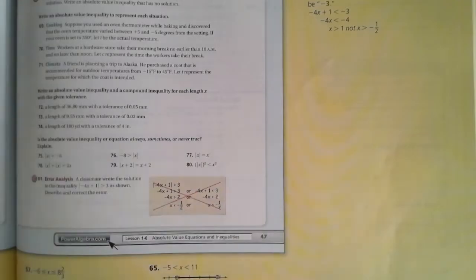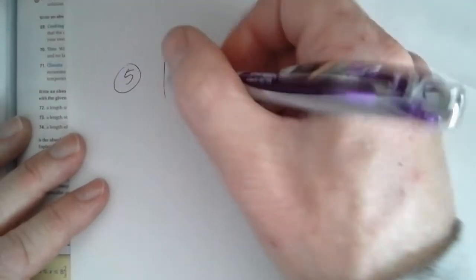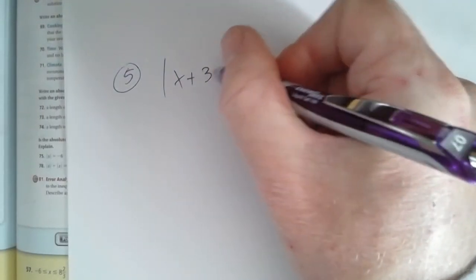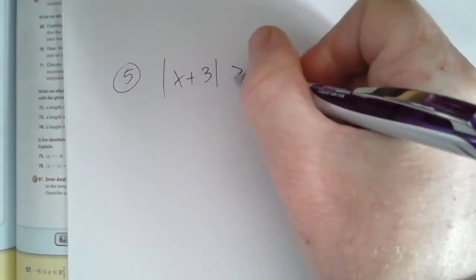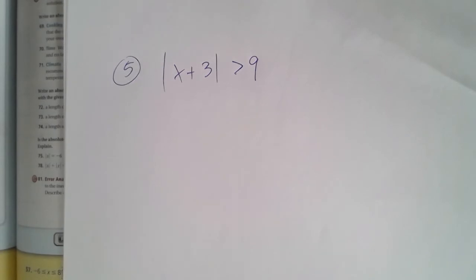Okay, the others were ands. Now what we're going to do is some that are ors. And the way that you can tell ors is because the inequality is flipped the other direction. So here's number 5. And it's going to be x plus 3 is greater than 9. So you can even kind of say greater, it makes an or.